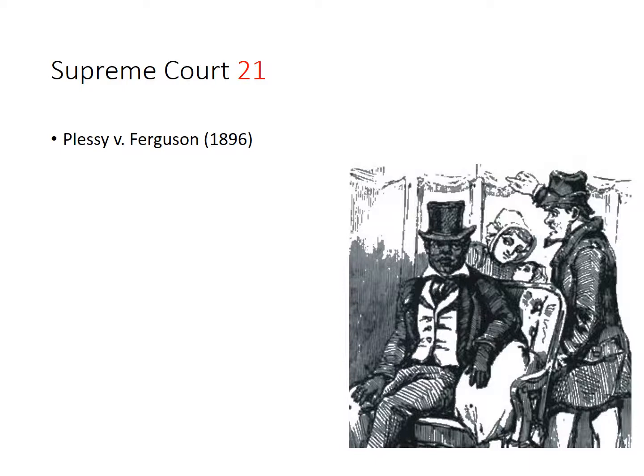So here's where we can see the basis of a large part of the pushback to the Civil War amendments, the de jure segregation by law, the basis of this court case, Plessy v. Ferguson in 1896, dealing with where people could sit on railroad cars.